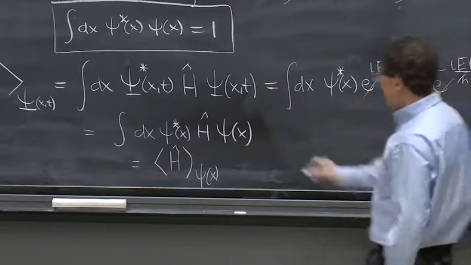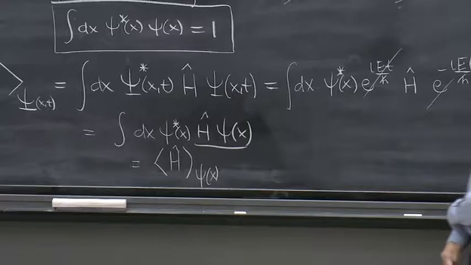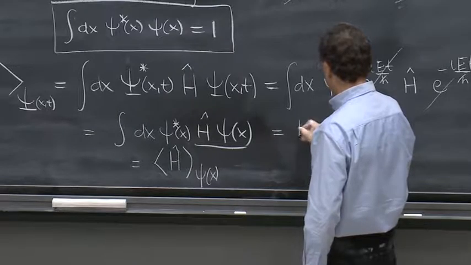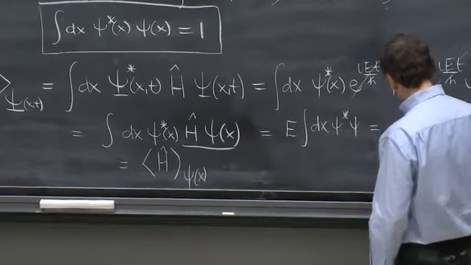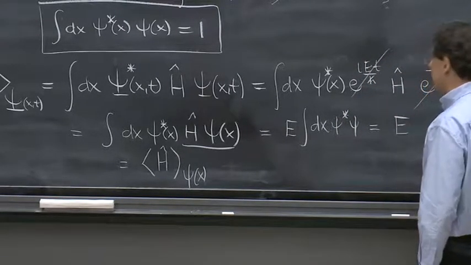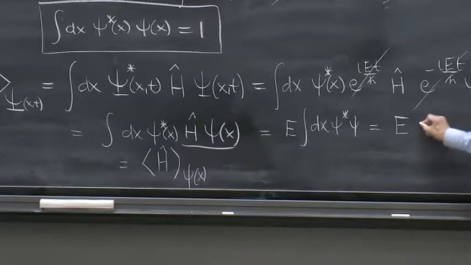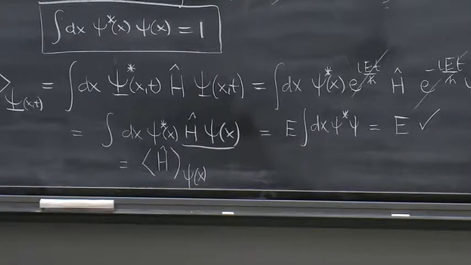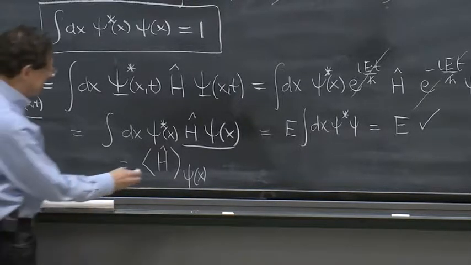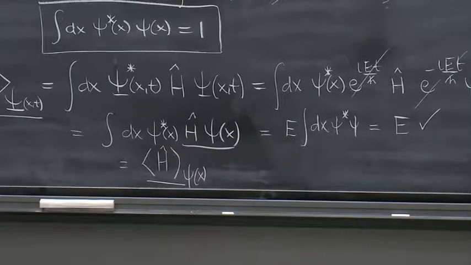But this one we can evaluate, because if we are in a stationary state, H hat on psi of x is E times psi of x. So we get an E integral dx psi star psi, which we already showed is equal to 1, so we get the energy. So, two interesting things. The expectation value of H in the stationary state is the same as the expectation value of H in the spatial part, and it's equal to the energy.